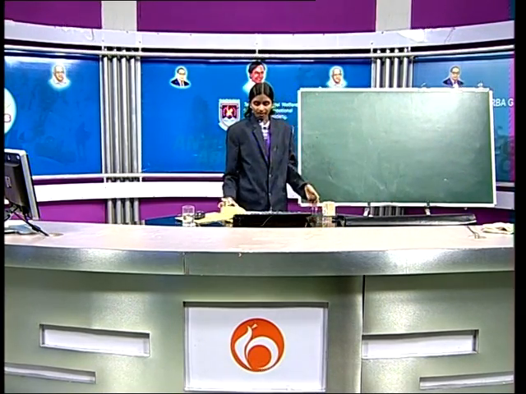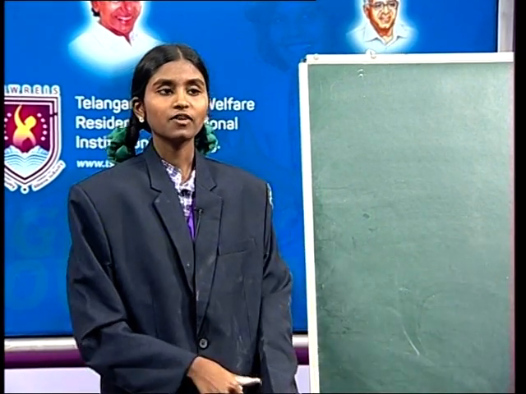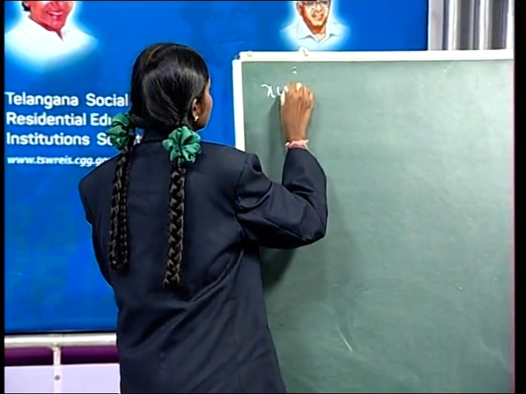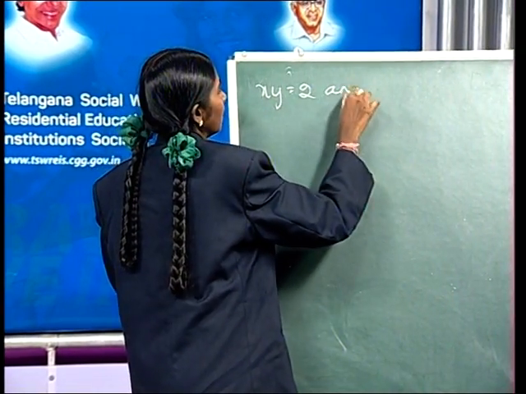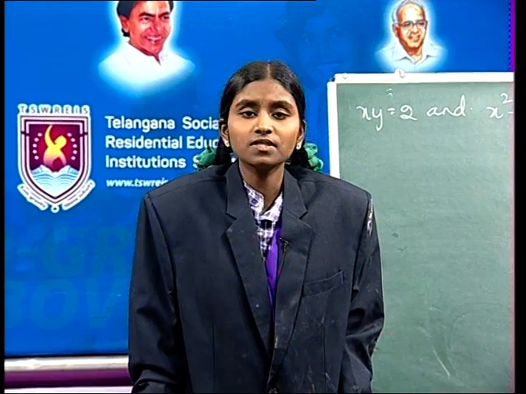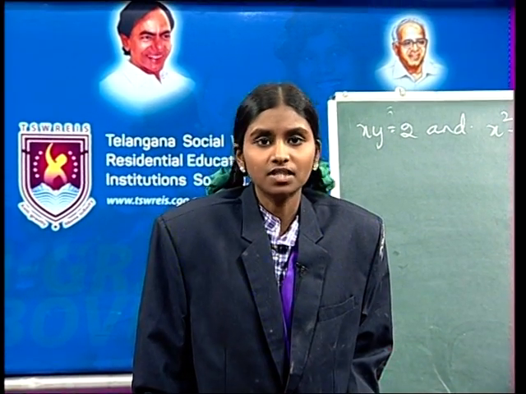And friends, now let us go to find the angle between the two curves. Finding the angle between two curves, for the curves xy = 2 and x² + 4y = 0. In the previous problems, we had the intersecting points.